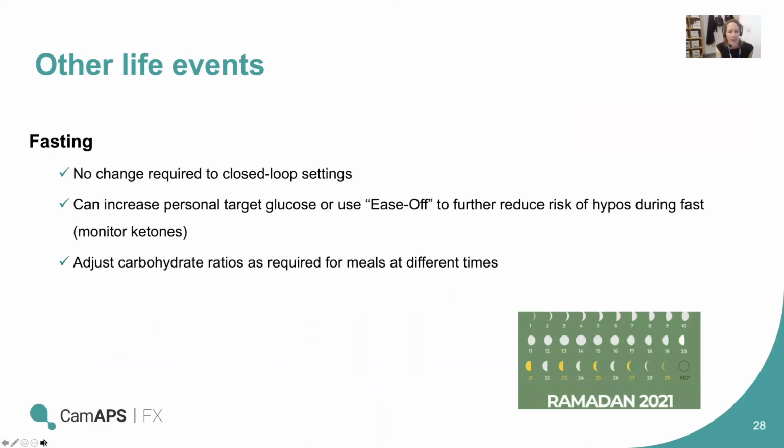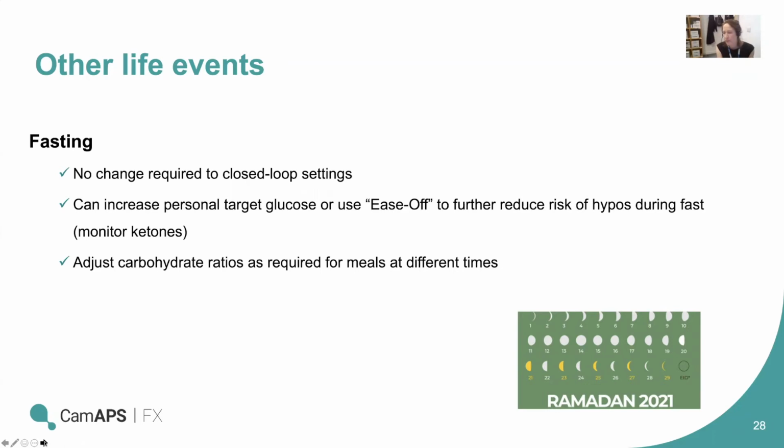Thanks, Candice. And topically at the moment, thinking about fasting. So it's Ramadan at the moment, and we've had a few questions about this. In the first instance, there's probably no need to change any of the closed loop settings. What you can think about doing is increasing your personal glucose target or using Ease-off to further reduce the risk of hypos during the period that you're fasting.